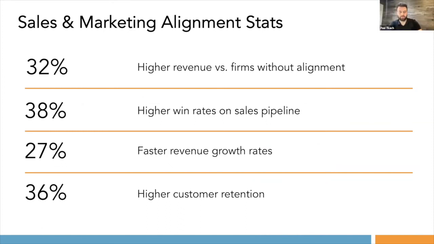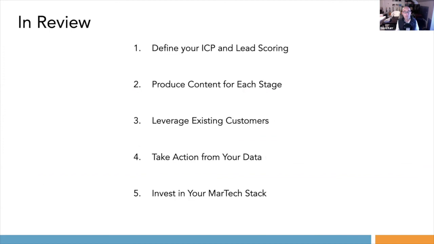Okay, great. So all that comes back to, if you want to create more leads and manage those leads better, sales and marketing alignment is a huge piece of that. Just some final stats to leave you with on why that's important. Firms that have good alignment have 32% higher revenue versus their competitors. They have 38% higher win rates on their sales pipeline when they have teams really integrated well together, 27% faster revenue growth rates, and 36% higher customer retention.